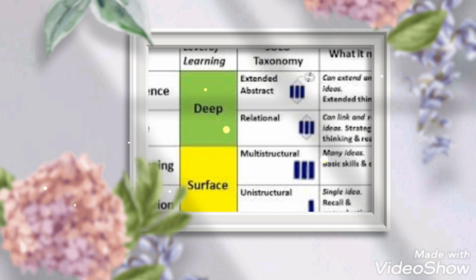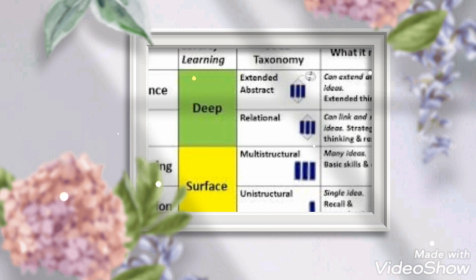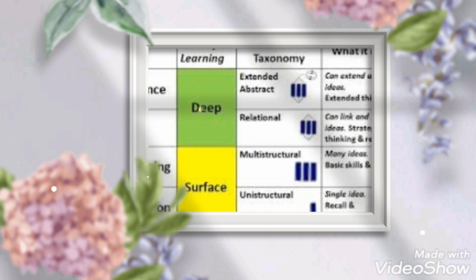The very first and concluding level of SOLO taxonomy belongs to deep learning, and is the highest level of SOLO taxonomy.